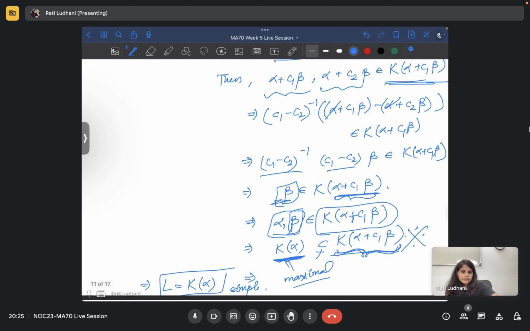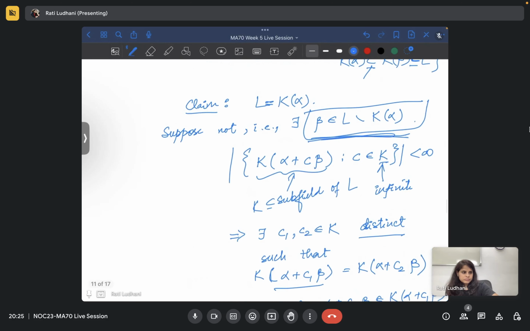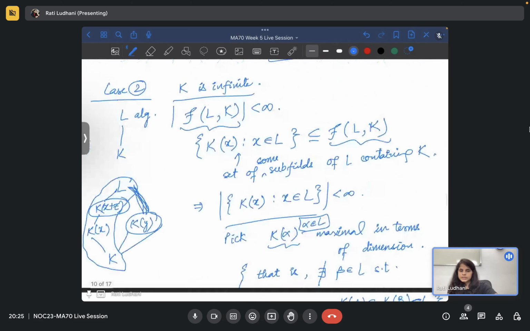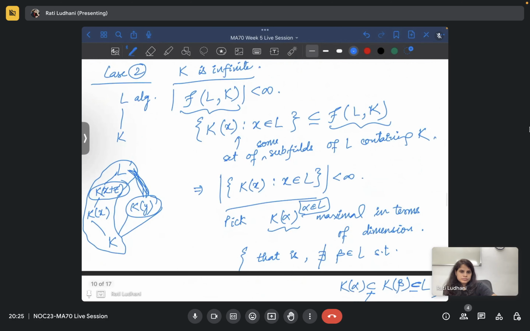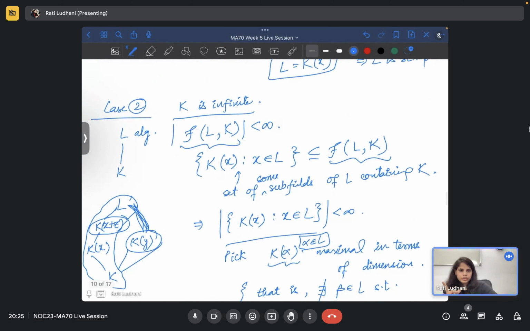Okay, ma'am. So once I have to check the second case, where you consider that K is infinite. Case two, K is infinite. Sorry, I didn't understand the last part. So we used the infiniteness of K here. So we considered K to be infinite.